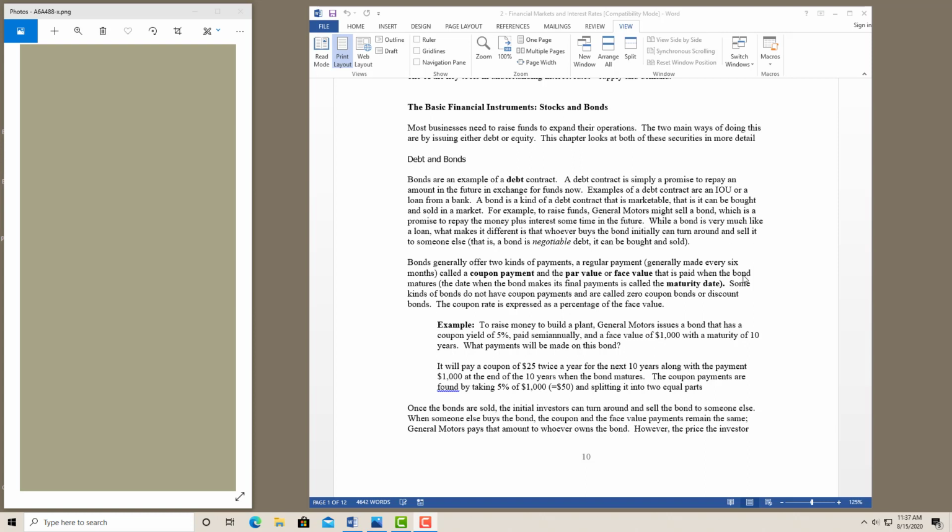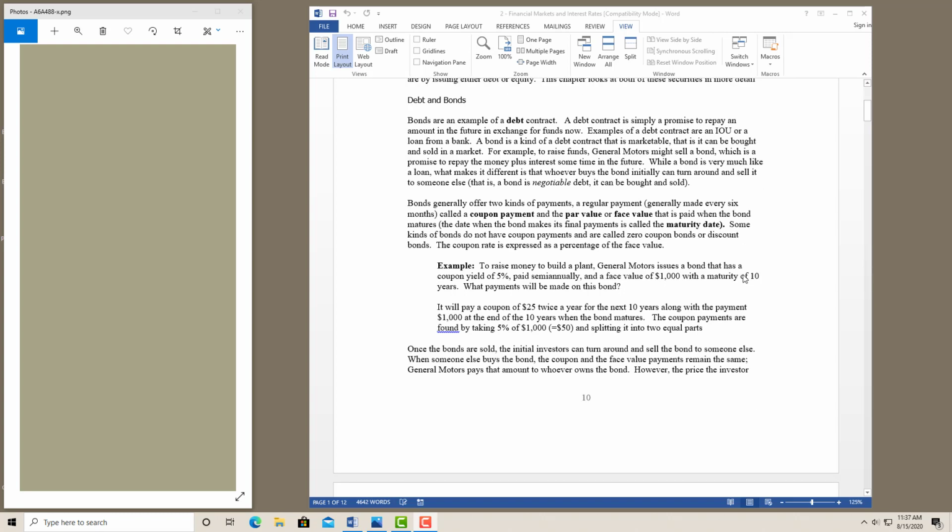Bonds are tradable. That is, if I buy a bond from a company, I can sell it to someone else. And so a bond is an example of what is called negotiable debt. It can be bought and sold. Bonds offer two kinds of payments: a regular payment, generally made every 6 months, called a coupon payment, and then a payment made at the end, which is called the par value or the face value. When that bond makes its final payment is called the maturity date.